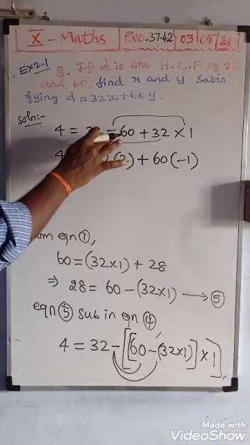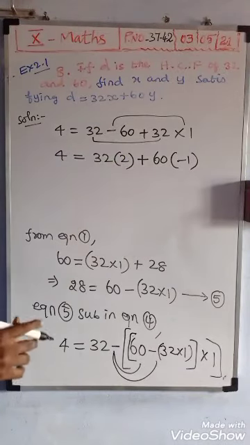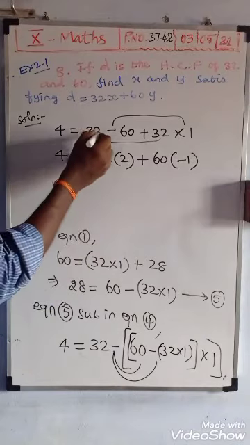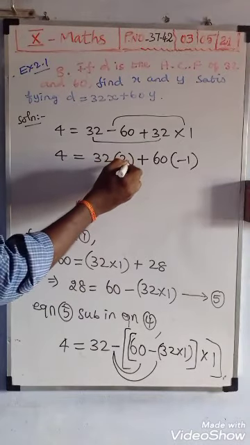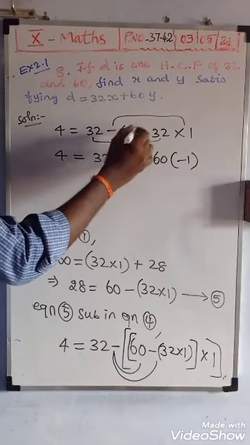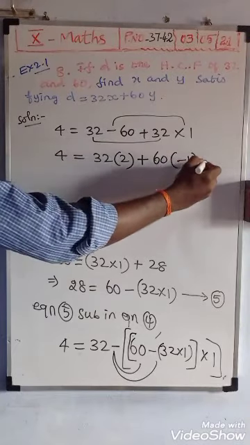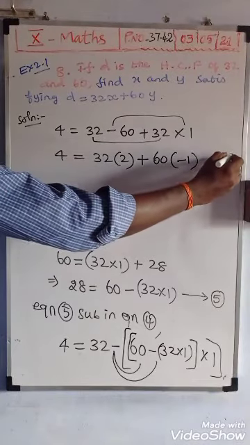So before in this step we can write it like that. Okay, so 4 is equal to 32 2 times, so 32 into 2, minus changed into plus, means 60 of plus 1 changed into minus 1. So this is considered as equation 6.